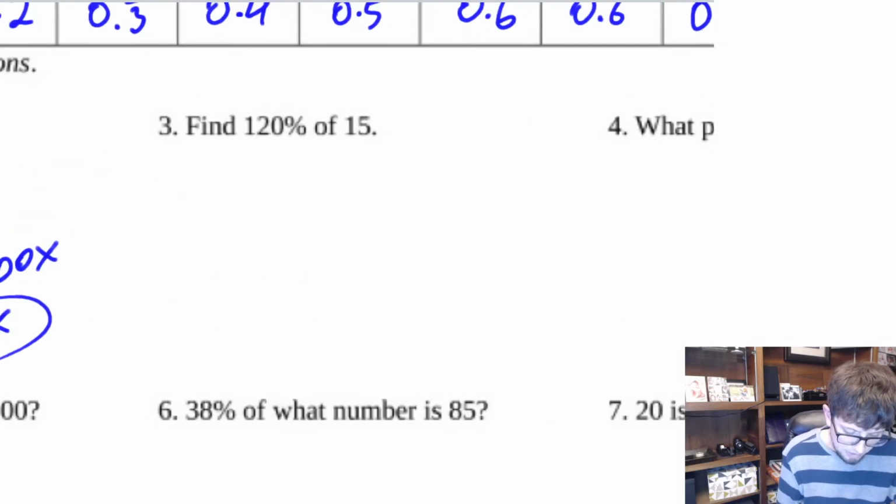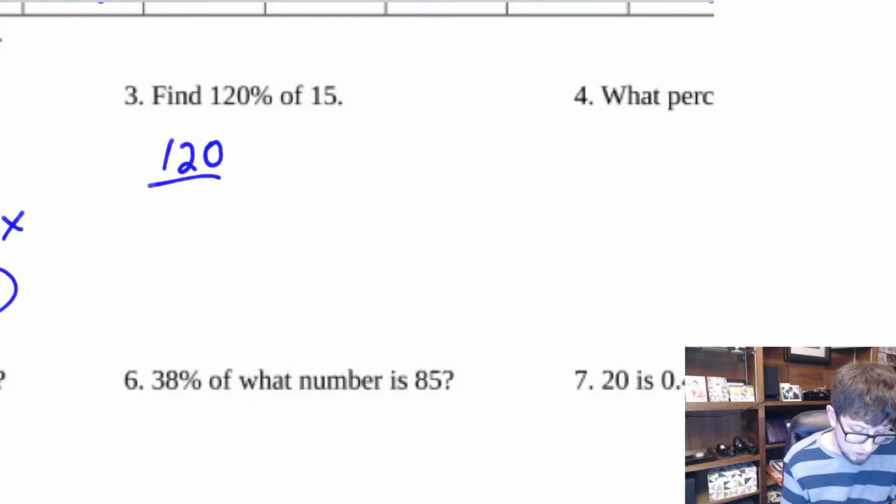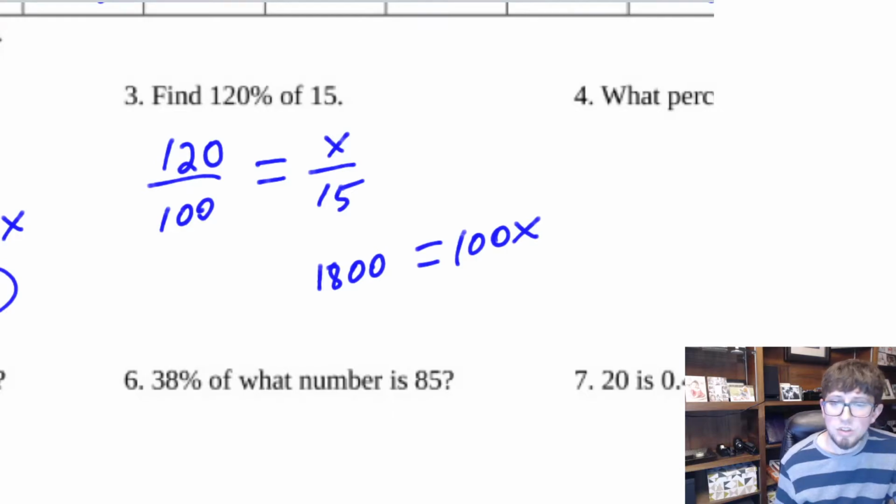Another one, if we want to find 120% of 15, we can say 120 over 100, because we are converting that to a ratio, and some number over 15. If I cross multiply, I have 120 times 15, which is 1800, and 100x. If I divide both sides by 100, I get 18 is equal to x.